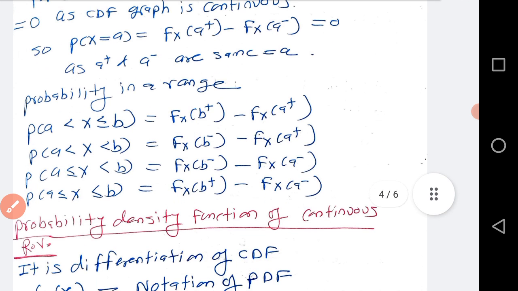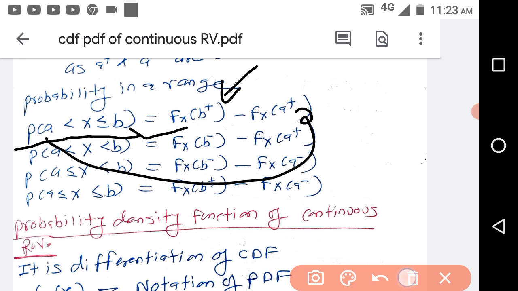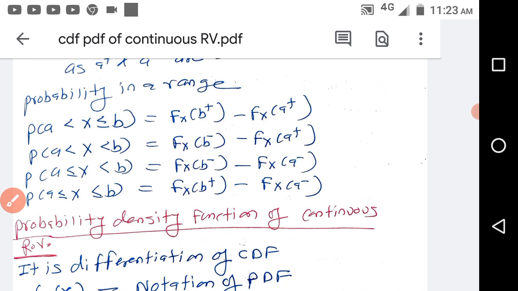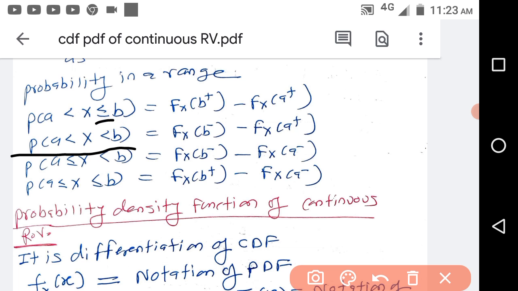If you want to find the probabilities in a range, then these are the formulas. If you want to find the probability a less than X less than or equal to b, then it is F_X(b plus), meaning somewhat higher than b, minus F_X(a plus). Accordingly, with this formula you can find the other formulas. Suppose a less than X less than b. Here, if there is equality, then b plus is used. There is no equality, so b minus. If there is inequality, then a plus is used.